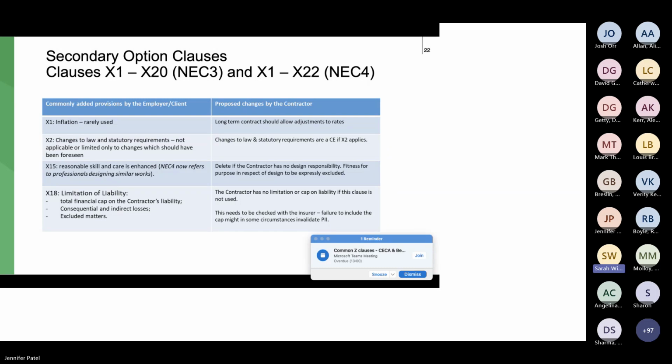X15, reasonable skill and care, we've already touched on that. Great if it's included, it should be if it's a design, but be careful in the scope, in the Z clauses, to make sure there's nothing that contradicts it and indicates that part of the works have to be fit for their purpose, or work in accordance with the specification. And then finally, X18, a really nice limitation of liability clause, is often heavily amended in the Z clauses.